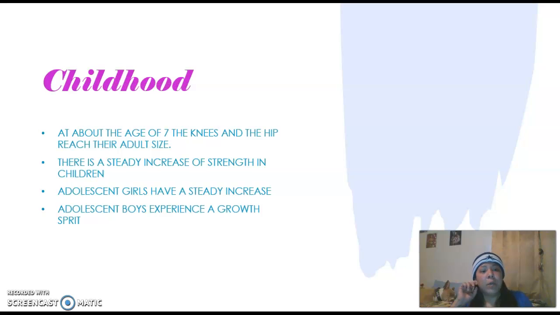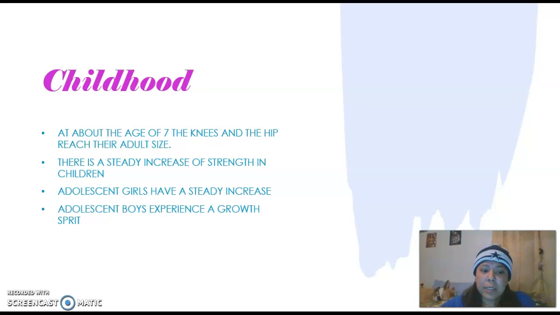And then you have your second development, and that's usually, I want to say, about the age of 7, which is when the knees and the hip reach their adult size. There is a steady increase in strength in children. Adolescent girls have a steady increase as well, and adolescent boys experience a growth spurt.